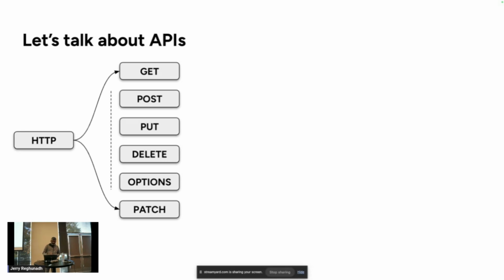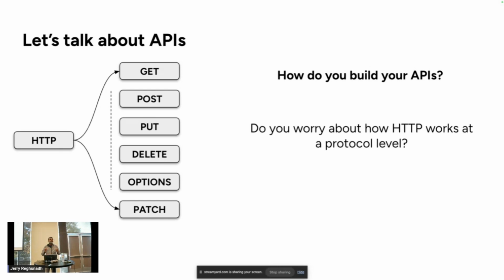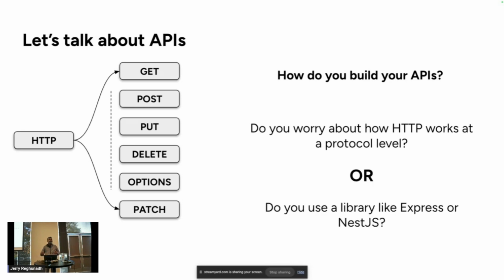So the question that I want to ask you is, how do you build your APIs? And again, the question that I really want you to think about is, do you really worry about how HTTP works at a protocol layer in the back end, or do you just use a library like Express or Nest.js to build your API? Do you care, or when you start building your API, do you start by implementing the HTTP protocol or use a library? You really don't have to go into the fundamentals of the HTTP protocol.